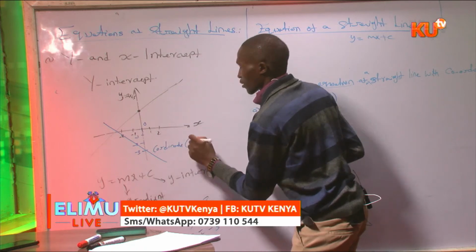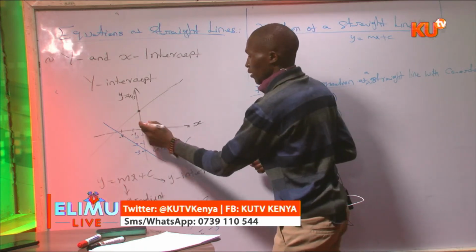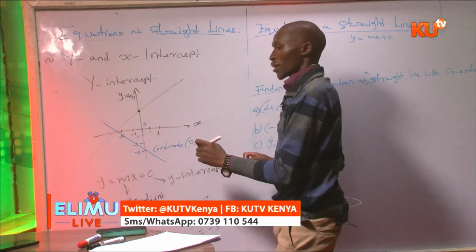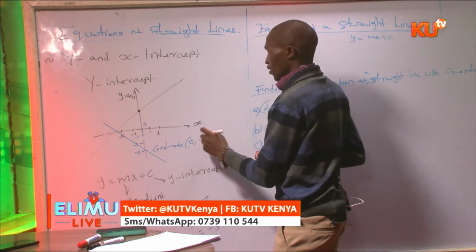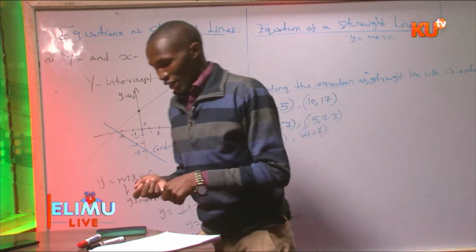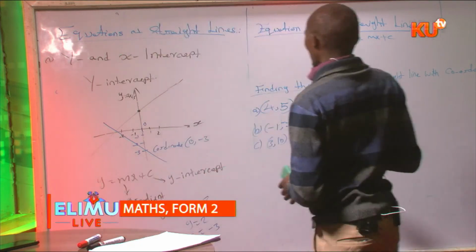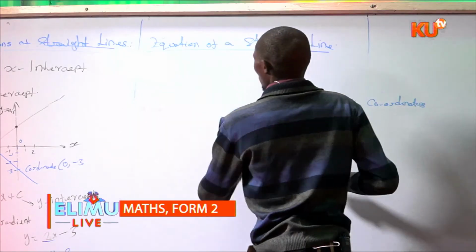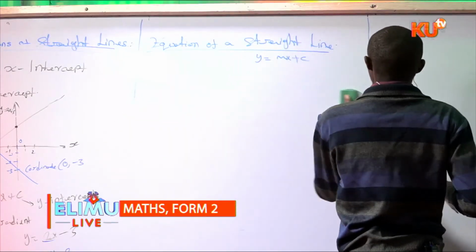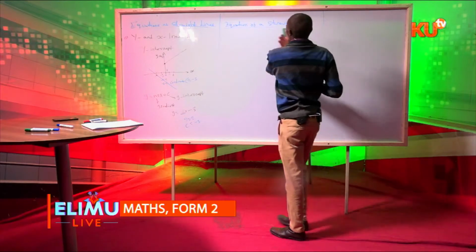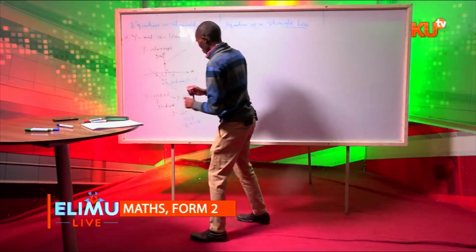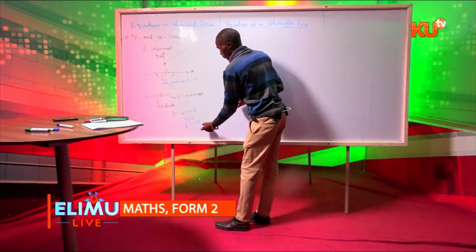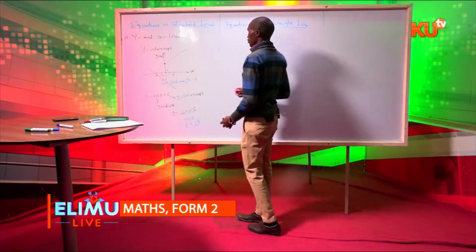Know that they are given as x and y. So the x value at this point is 0, while the y value is -3. Therefore, when you are asked for the y and the x intercept, for the y-intercept, it's very easy because you can just read it from your equation. It's -3. So C is the y-intercept.